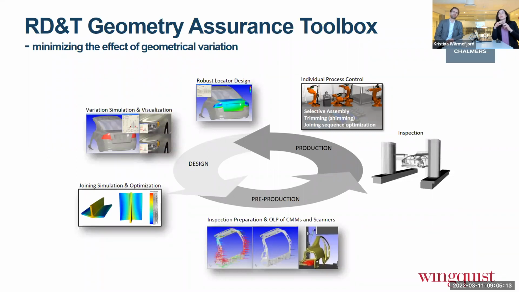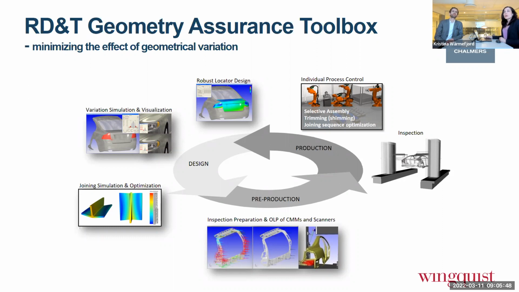During full production, we can use simulation models to do a digital twin of the product, where we can individually adjust the processes. So given some parts, we have scan data of the parts. Given the shape of the parts, we can adjust the joining sequence, for example, or some other parameters to optimize the geometrical quality of the final product. So those are tools to address this geometrical variation and minimize its effects.